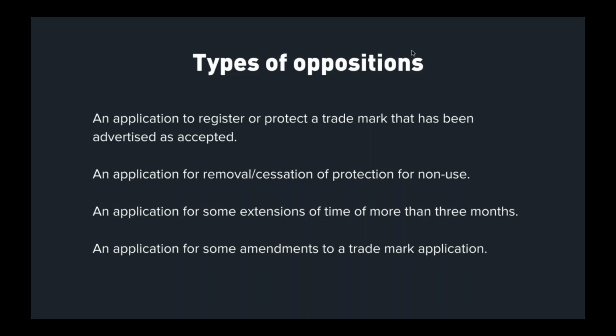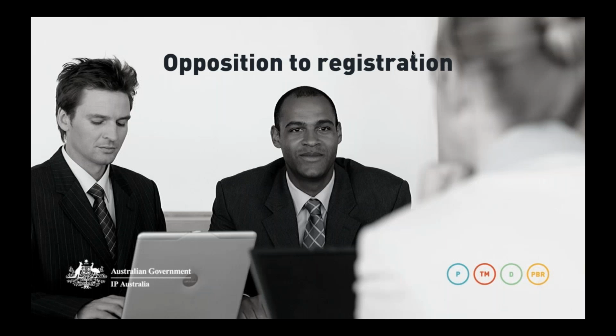Today, we will be talking through the first two types of oppositions, as these are the most common types of oppositions that we see. Amanda will present on an opposition to the registration of a trademark application, and I will present on an application for the removal or cessation of protection of a trademark registration for non-use. Take it away, Amanda. Thanks, Natalia.